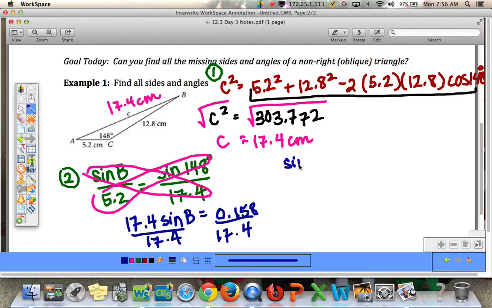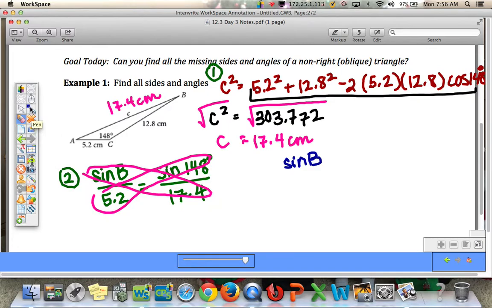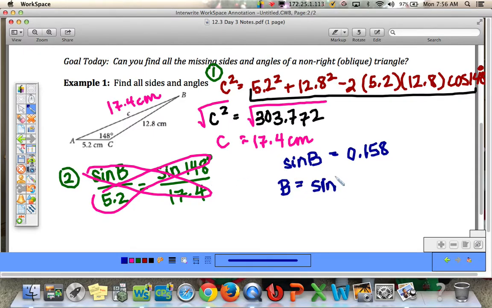So we'll get sine of B equals... I'm sorry, this is wrong. When I cross multiplied and divided in one step, I got sine of B is about 0.158. Now to get rid of the sine, again I cross multiplied and divided in the same step to get 0.158, which is 5.2 sine of 148 divided by 17.4. And then B will be the sine inverse of this answer.